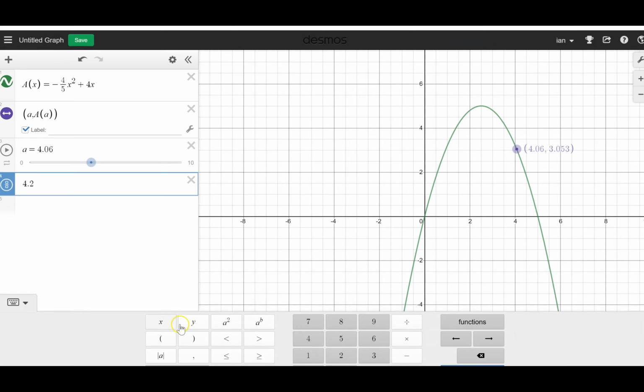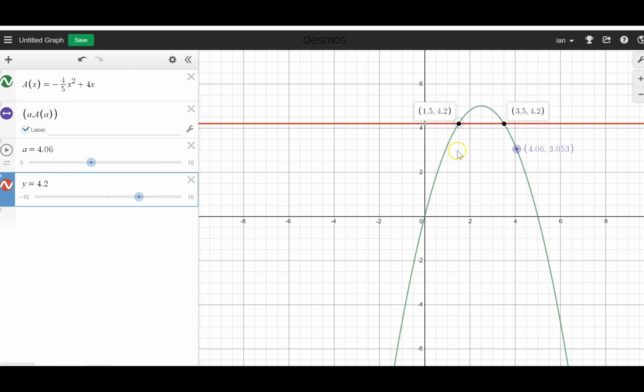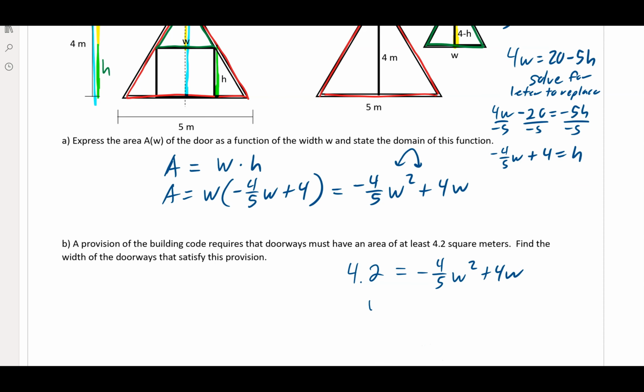of course, y equals, we have now made two equations. We made one for the right side and one for the left side. And by putting y equals 4.2, it tells us the intersection point. So if we make the door 1.5 meters wide or 3.5 meters wide, we will have our area. So our W equals 1.5 meters or 3.5 meters. And then just to give work for our answer, we know it's 1.5 and 3.5. So there's your solution.